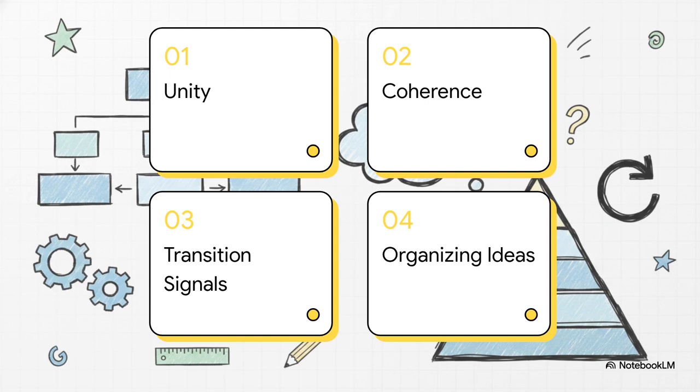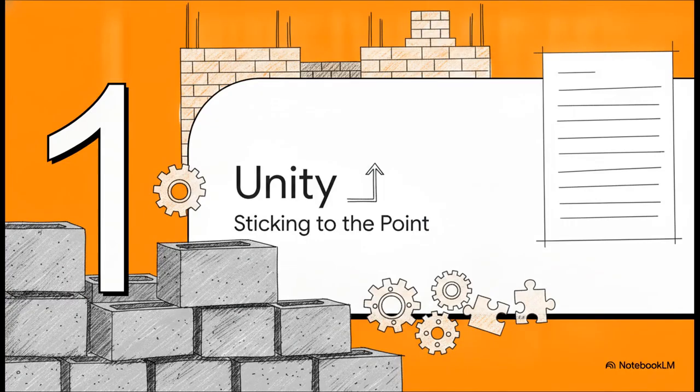First up is unity, which means sticking to the point. Second is coherence, holding your ideas together. Third, we'll talk about transition signals, which are essentially crucial traffic signs for your reader. And finally, organizing ideas into a logical structure. Let's get started. Section 1.